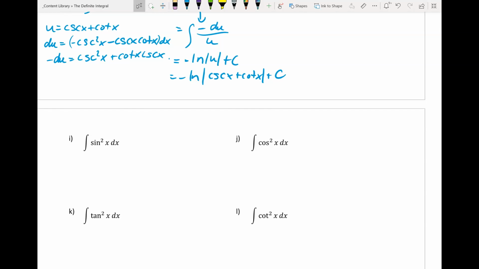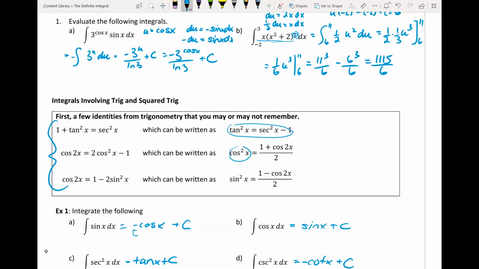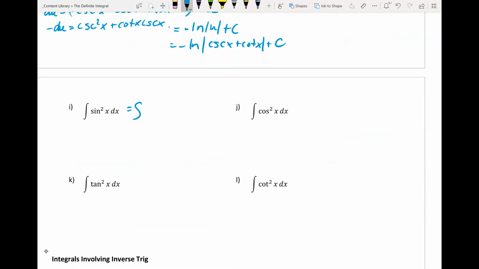For I, since we have a sine squared x, I can do my replacing with this identity over here. So I'm going to replace sine squared x with 1 minus cos 2x over 2. And then we can integrate each term. So this is 1 over 2 dx minus, we can pull our fraction to the front because it's just a number, cos 2x dx.